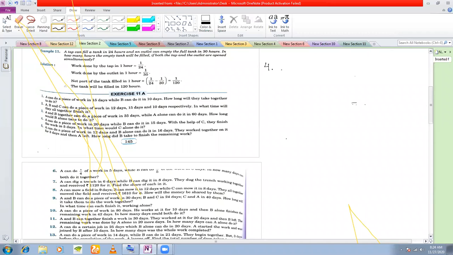So if you try to understand the question, it says A can do a piece of work alone in 20 days. If A alone does the work, he can finish it in 20 days. B alone can finish it in 15 days. With the help of C, they finish the work in 5 days. That means if A, B, and C were together, then they would have finished the work together in 5 days. The question is, in what time would C alone do it? Let us say let C alone finish the work in X days.